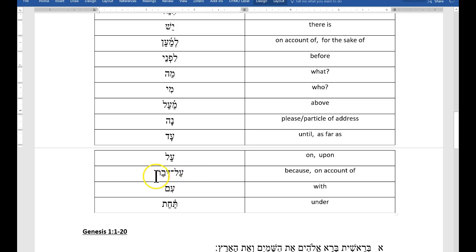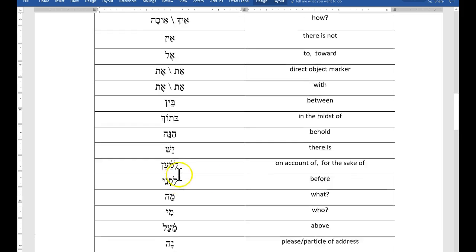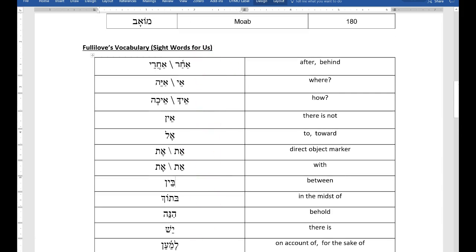Al devar, because of, literally on the word of, so this is a construct and it's going to follow upon the word of, on account of. Im is another way of saying with, and then tahat is under, which we've seen from Genesis 1 as well. So just read through those. Don't memorize them yet. We'll see them a lot.